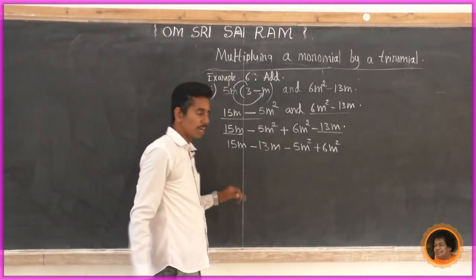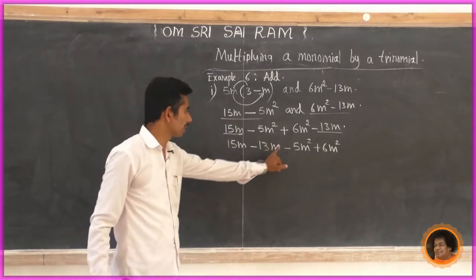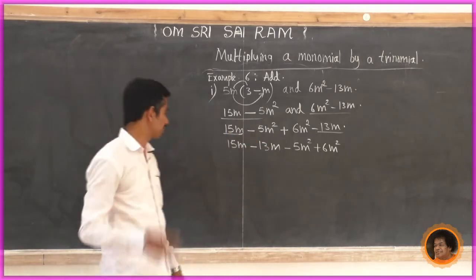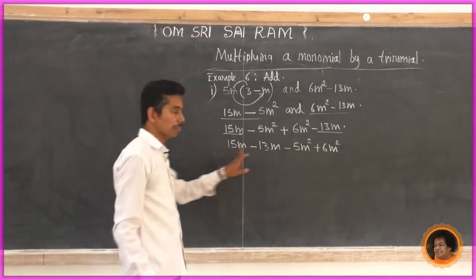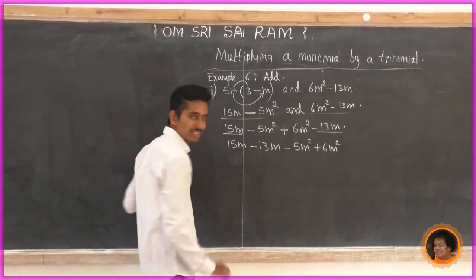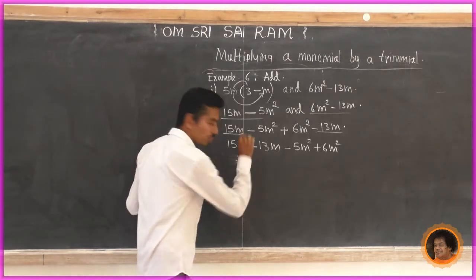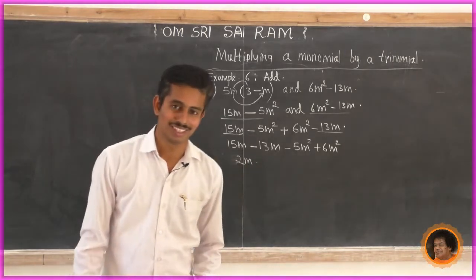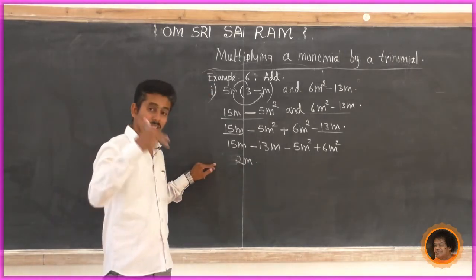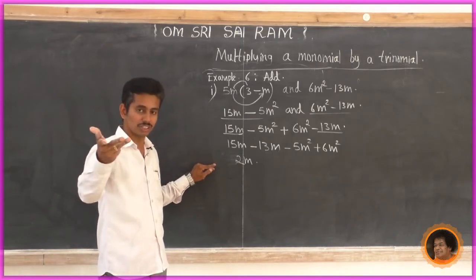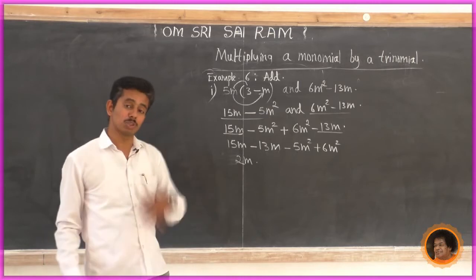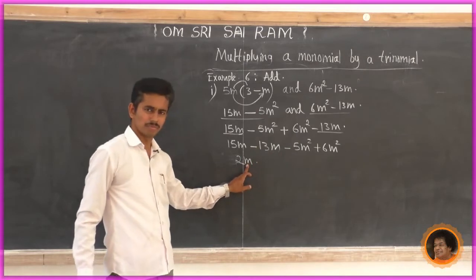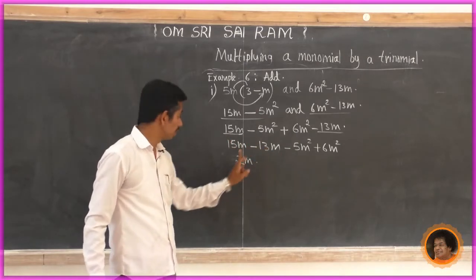15m minus 13m. You have 15 pencils, and you have to subtract 13 pencils from that 15 pencils. What do we get? 15 minus 13 is 2, not 12. So 2m. Why is it m? Because if 1 pencil is subtracted from 2 pencils, what do we get? 1 pencil. So m minus m is not 0, it is m. 15m minus 13m is 2m.